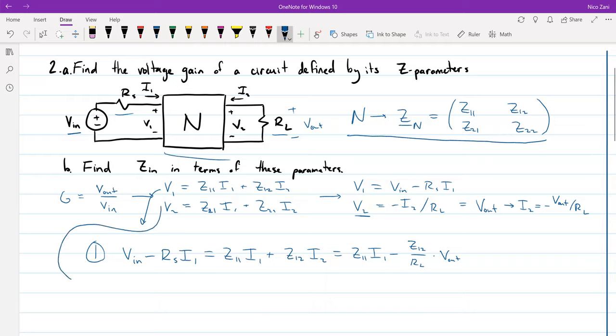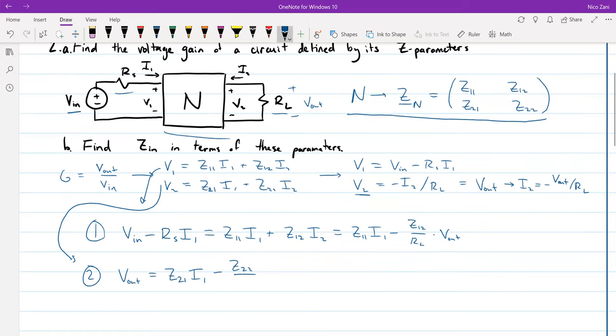Now we can take the second equation and solve for it as well. So we know V out is equal to Z21 I1 minus Z22 over RL V out. And from here we can solve easily with equation two for I1 in terms of V out by just adding this over. So we get that 1 over Z21 multiplied by 1 plus Z22 over RL times V out is equal to I1.